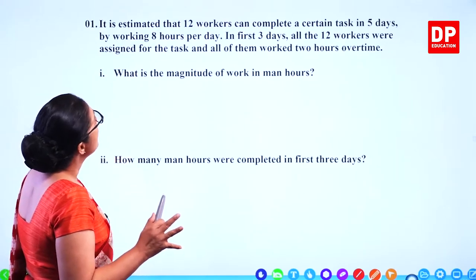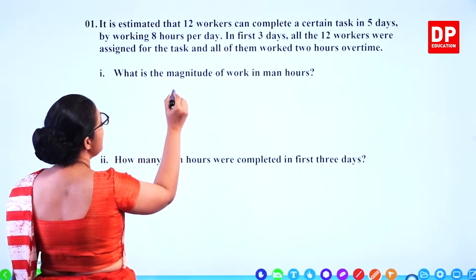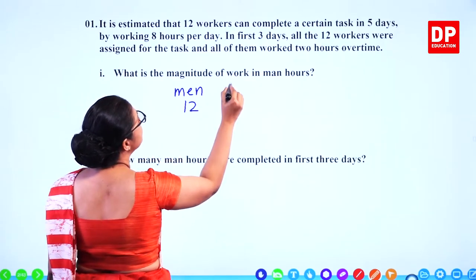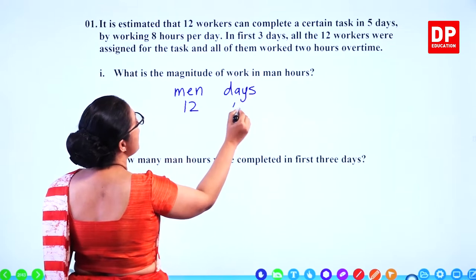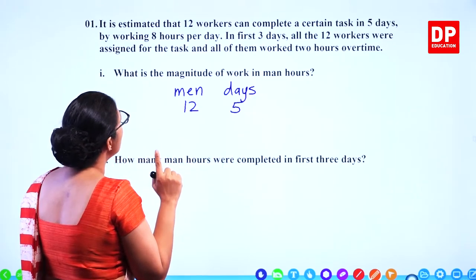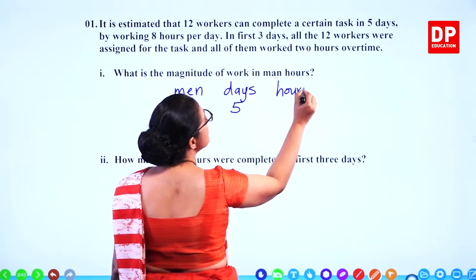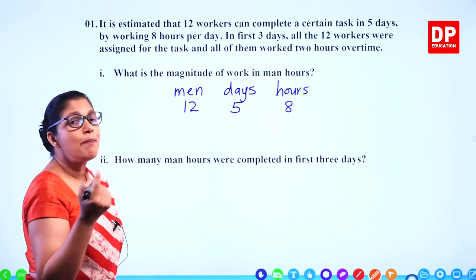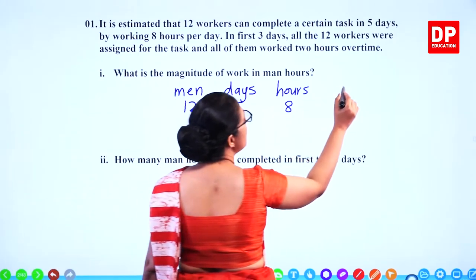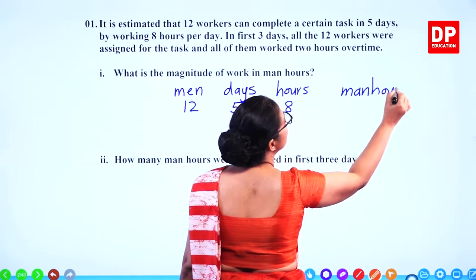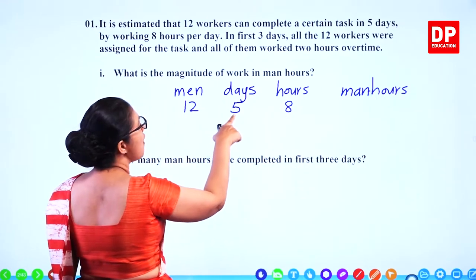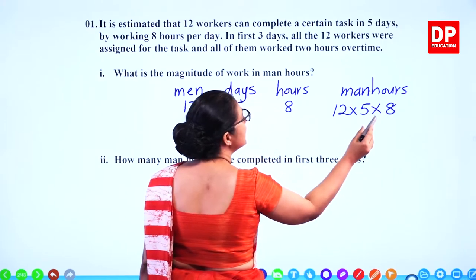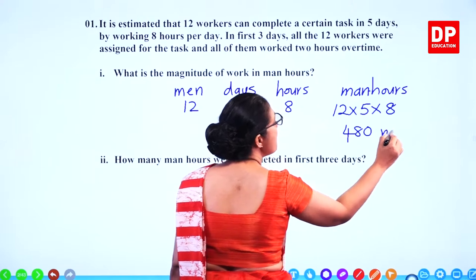So how many workers? We have to write down separately. How many workers? 12. And how many days? 5. And 8 hours per day. So you need to find out what is the magnitude of work in man hours. So how do you find man hours? That's 12 times 5 times 8. 12 times 5, 60, 60 times 8, 480 man hours are there.